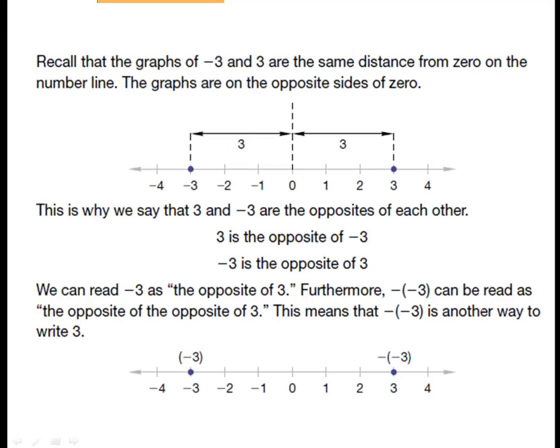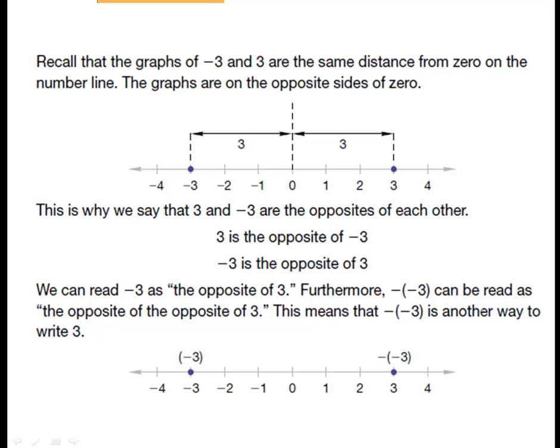So let's get started. If you remember from doing number lines, -3 and 3 are the same distance from 0, so we can call them opposites of each other. That's the same reason why we have absolute values. The absolute value of -3 is 3 because they're both 3 from 0.